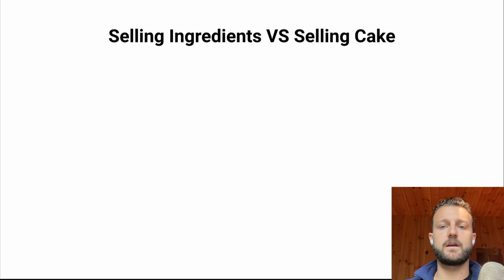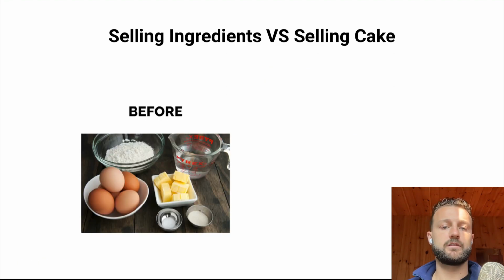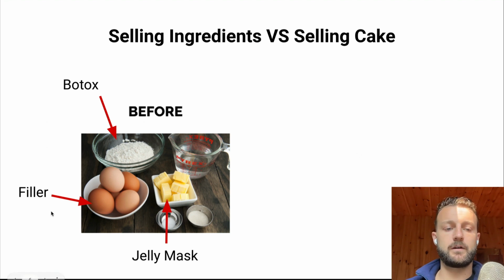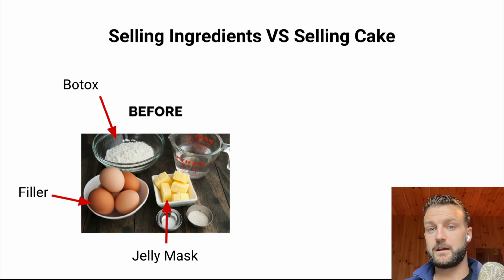And look at it like selling ingredients versus selling cake. So what a lot of clinics do is present their treatments like commodities. The filler can be like the eggs, the Botox can be like the flour, and the jelly mask can be like the butter. This may not make sense right now, just stick with me and I'll explain how this works. When you go to a supermarket, the price of eggs doesn't fluctuate very much. The price of flour doesn't fluctuate very much because these are inherently commoditized products that you buy.